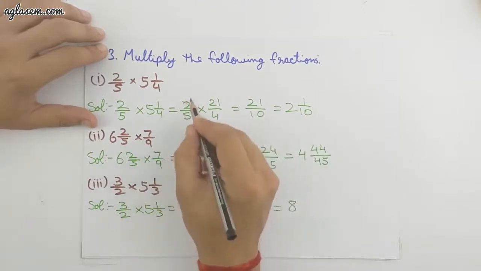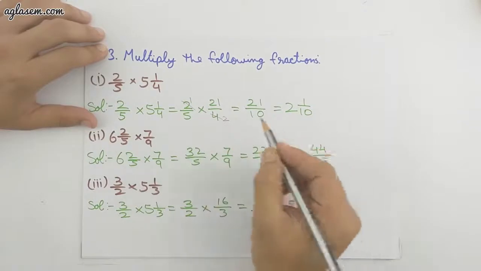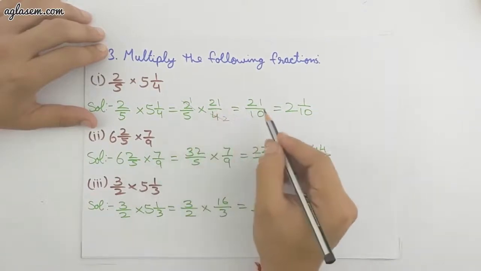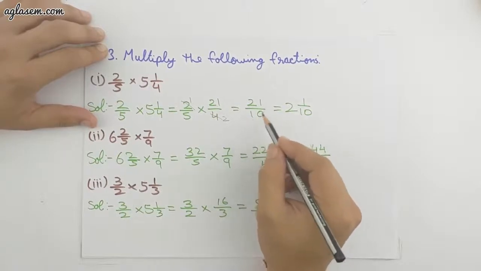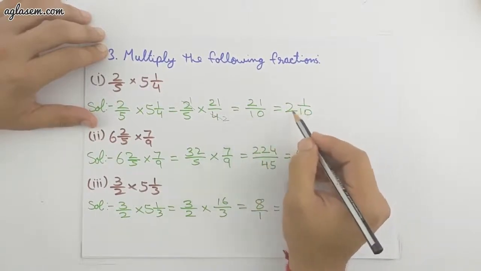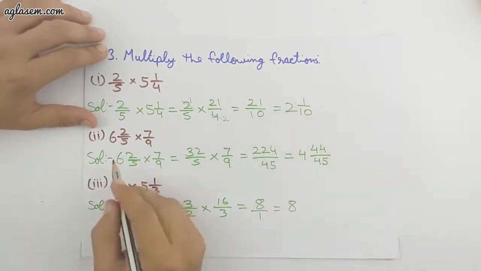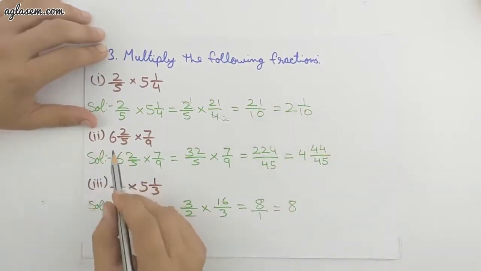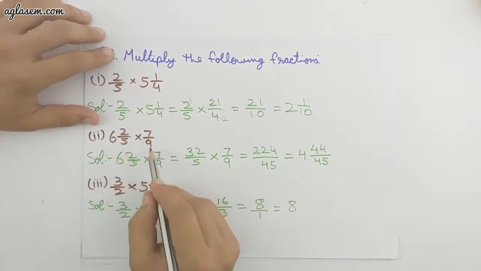This is done like this: 2 1s are 2 and 2 2s are 4. So 5 2s are 10 and 21 is 21 itself. This is an improper fraction. Now we will change it into mixed fraction. So mixed fraction will be 2 whole 1 by 10. Moving to the second part of the question, we have to multiply 6 whole 2 by 5 with 7 by 9.